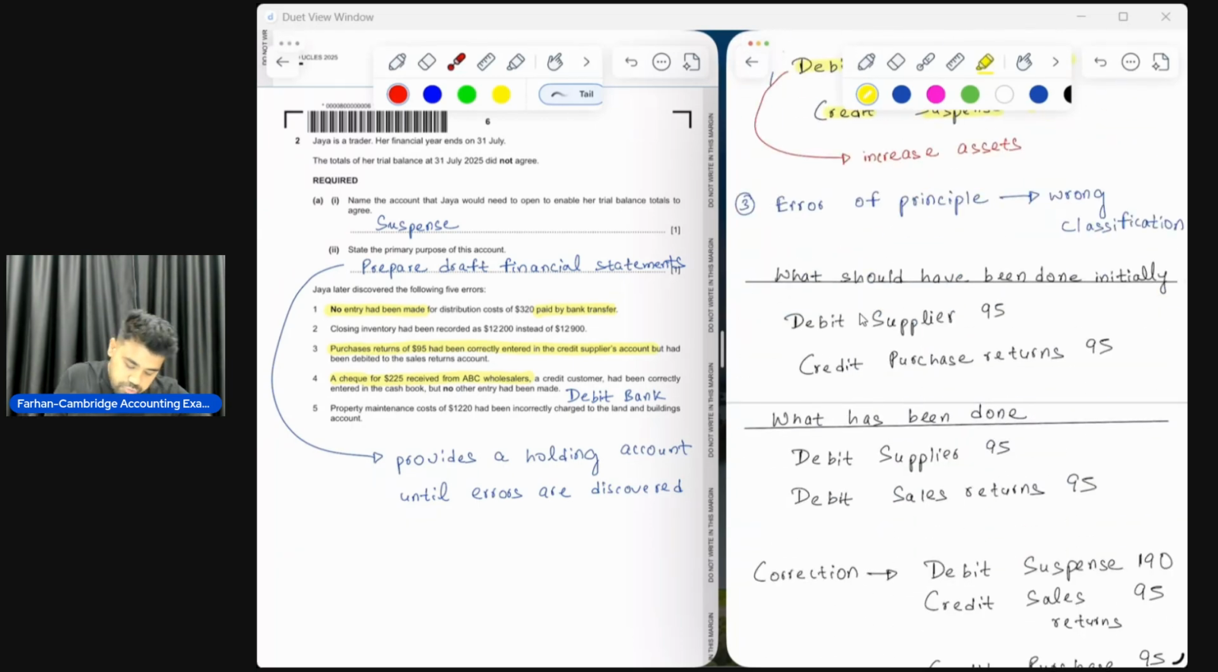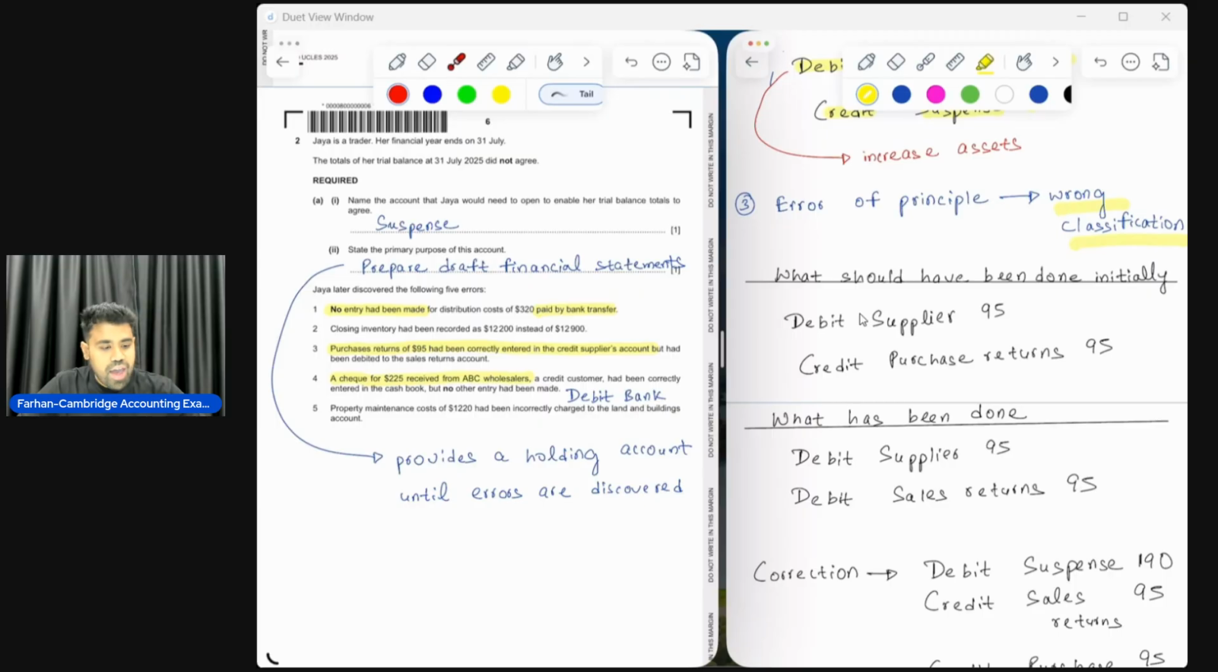Purchase returns of $95 had been correctly entered in the credit supplier's account but had been debited to the sales returns account. All right. So we want to understand what's going on. So we understand that there is an error of principle where the wrong classifications are involved. And how is that so?